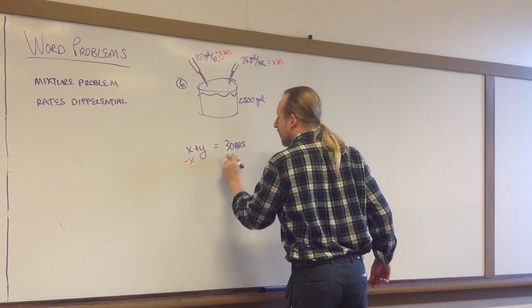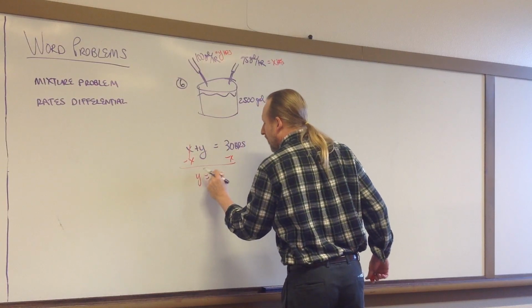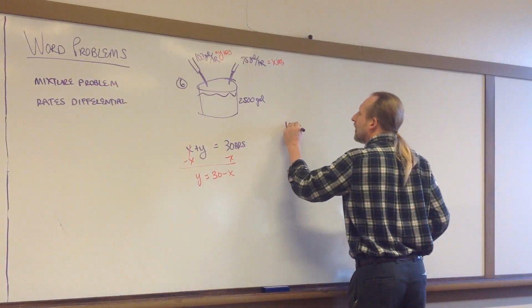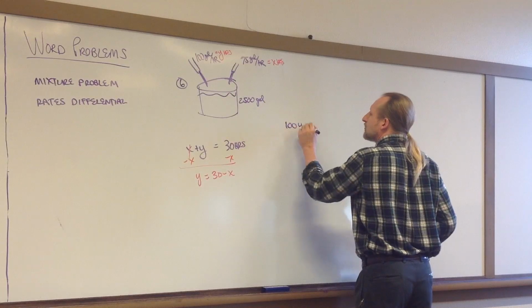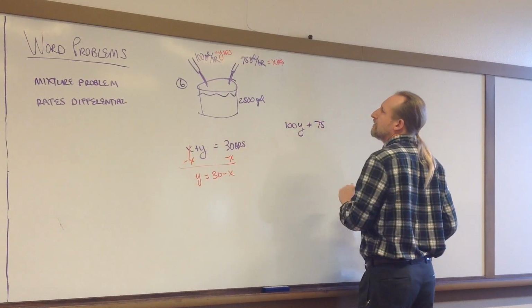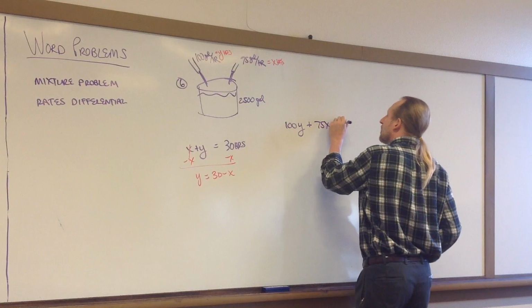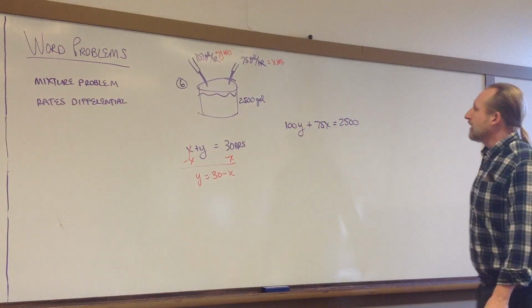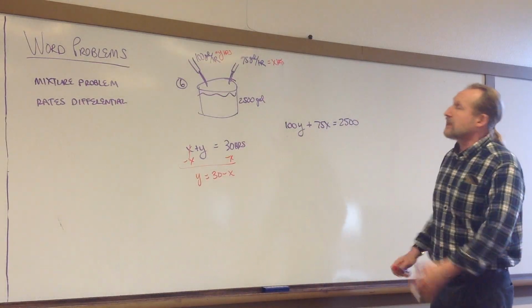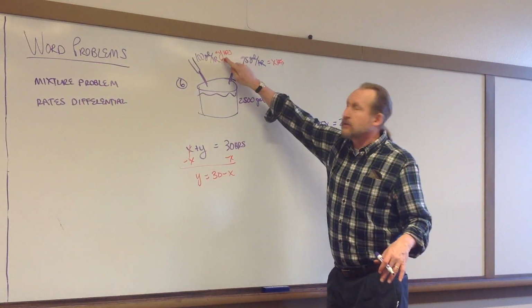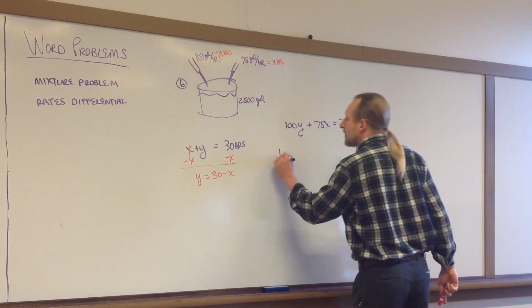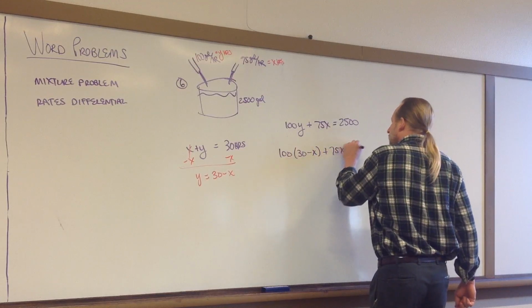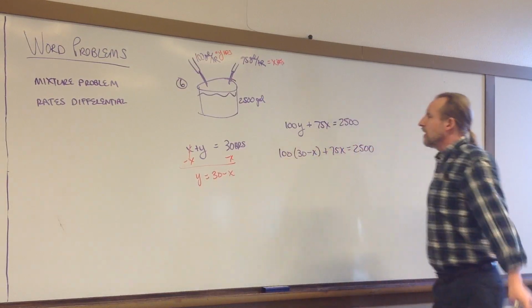So we know that X and Y have to add up to give us 30 hours. I'll call this one X hours and this one Y hours. And then we'll get the Y by itself. Y is 30 minus X. So this will say 100 gallons per hour times Y hours plus 75 gallons per hour times X hours is going to fill this 2,500 gallon tank. And then we'll replace the Y with the 30 minus X, or you can just start out by calling this 30 minus X and putting that in your equation. And this is where our answer is going to come from.